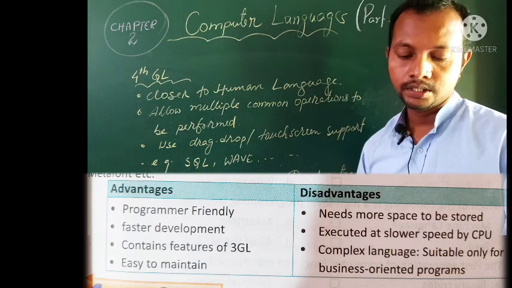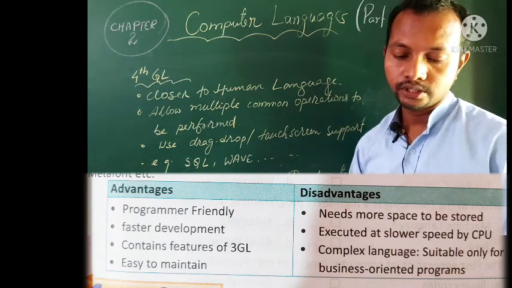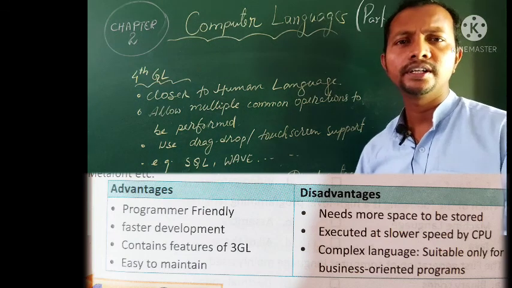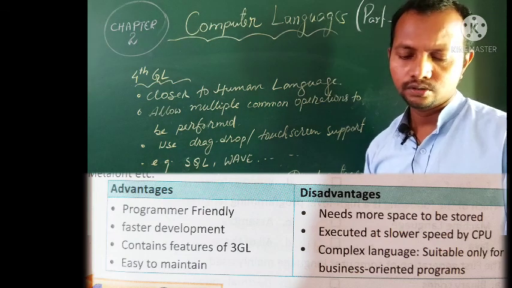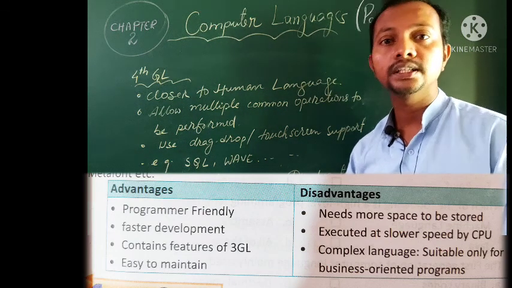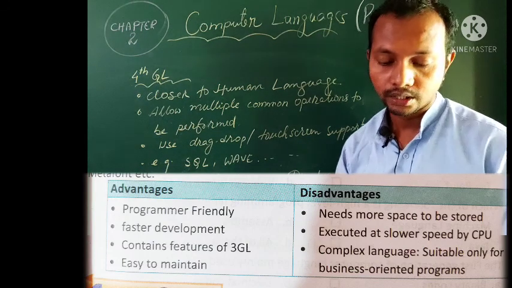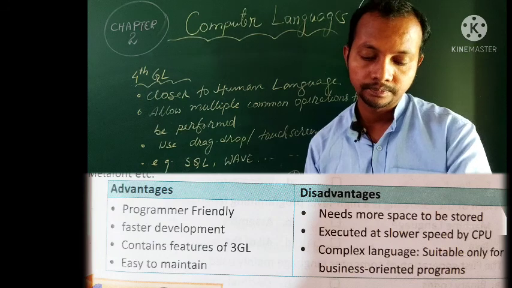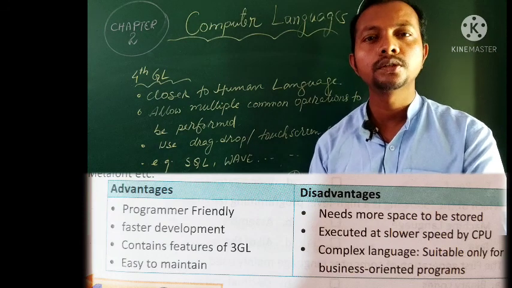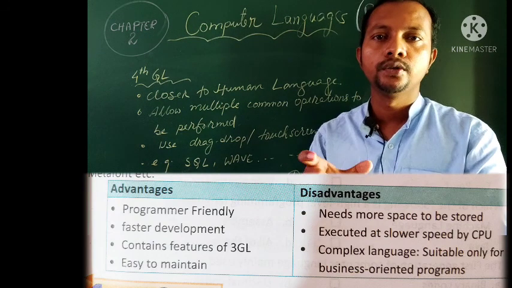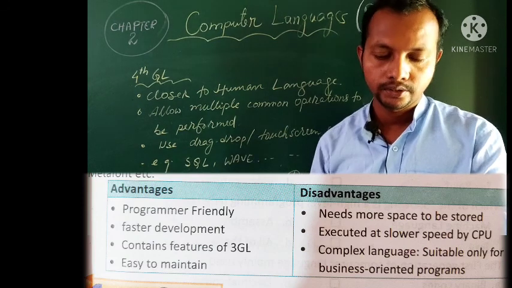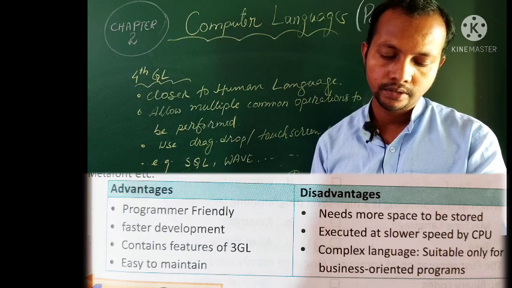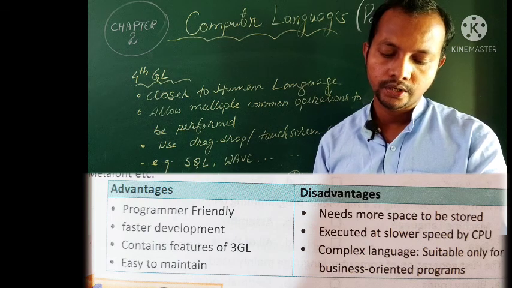Next, the disadvantages. It needs more space to be stored, because all the converters and so many facilities are there. So to store all this, more storage is required. It is executed at slow speed by the CPU, very slow, because so many works are done together. It is a complex language, suitable only for business operation oriented programs.